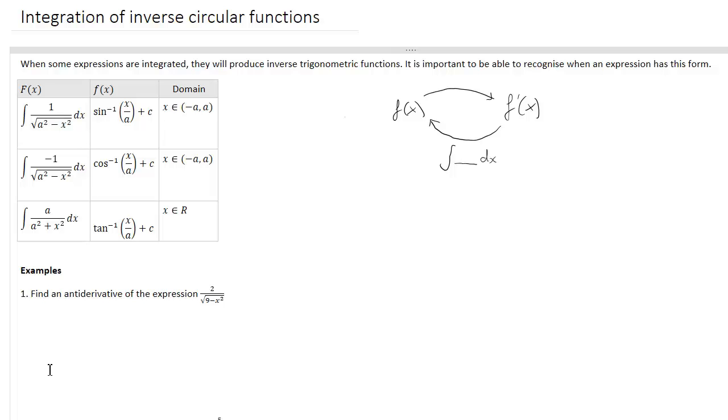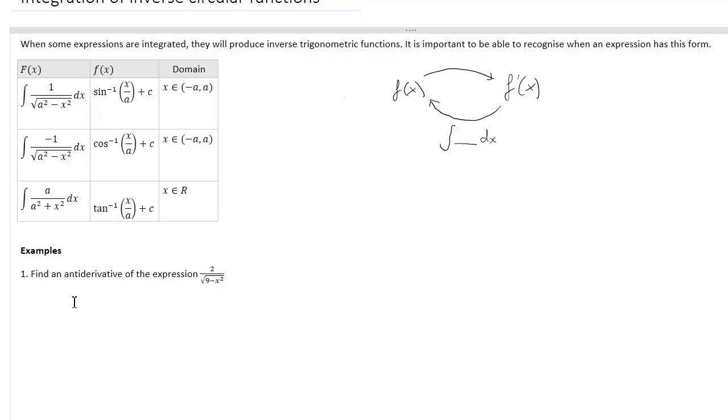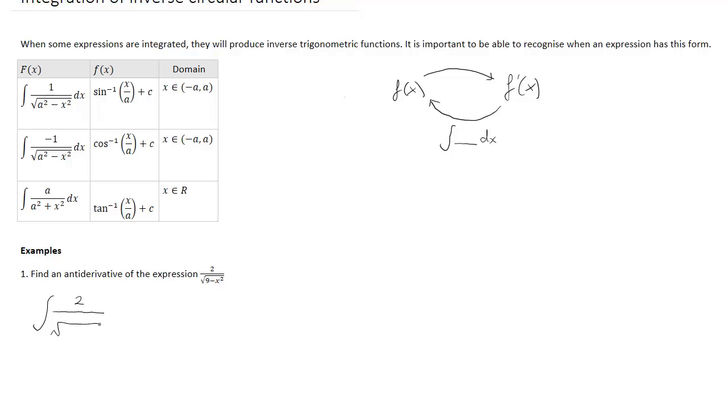I want to start off with an example to show you how to work this out. It says find an antiderivative of the expression, and here we have it: 2 divided by the square root of 9 take away x squared. If I set this out properly, I'll have the integral of 2 divided by the square root of 9 take away x squared, and I'll put a little dx at the end. This tells me where I stop my integration, and it also tells me the variable that I'm integrating. So it's very important to have that dx at the end.